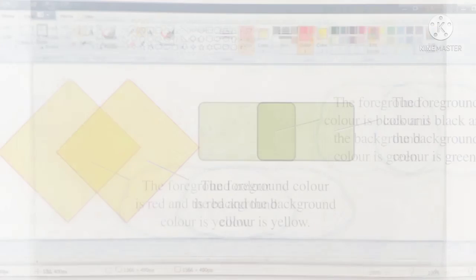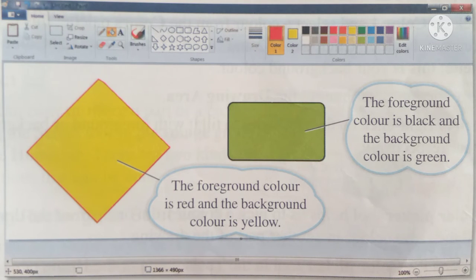After selecting Color 1 and Color 2, you can draw colored images. To do so, follow the steps given below. Number 1. Click on Color 1 and select a color of your choice from the colors palette, say red. Number 2. Click on Color 2 and select another color from the color palette, say yellow.